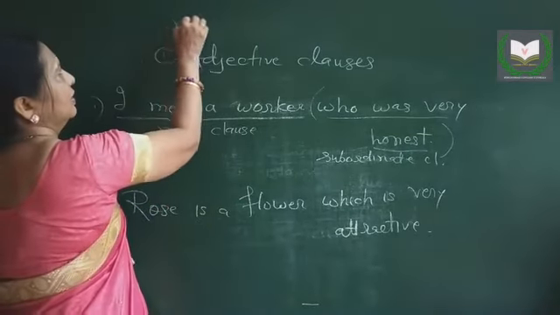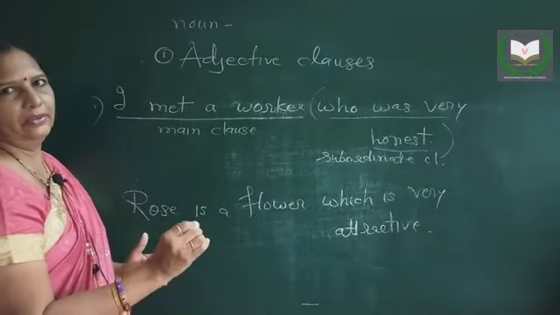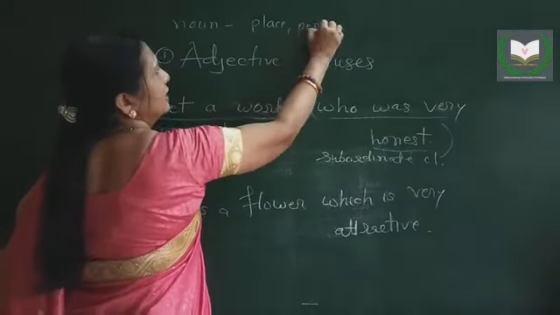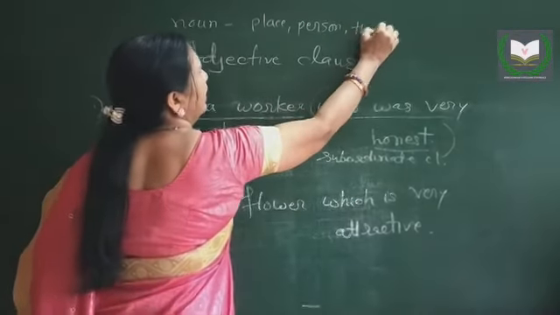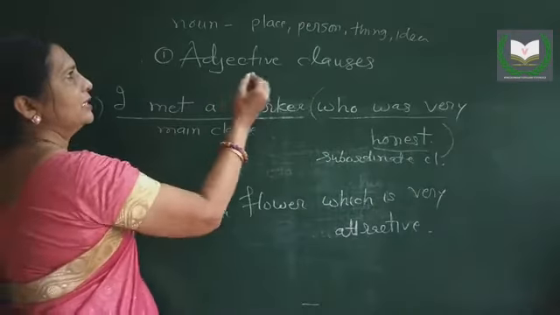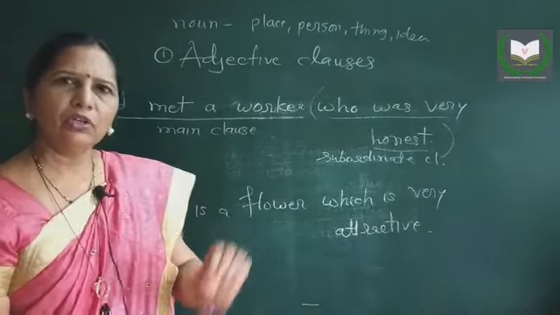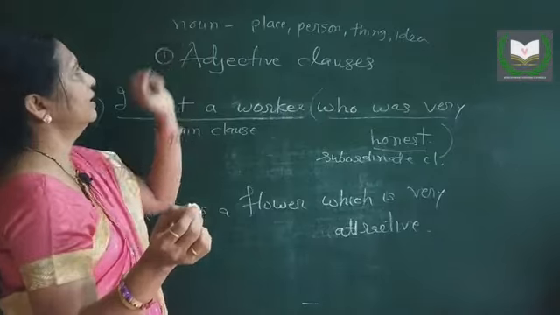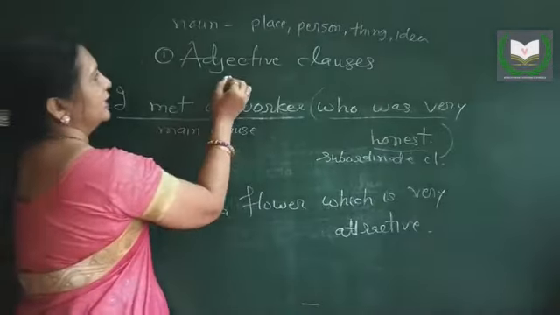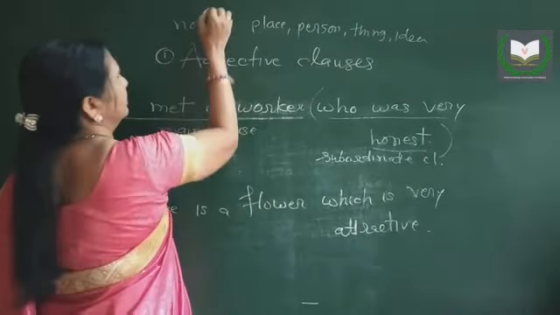Now a noun is the word which denotes a place or a person or a thing or an idea. Generally, place, person, thing, idea, they are indicated by a particular word, and that word is called a noun. And what is an adjective? An adjective tells you more about a noun.